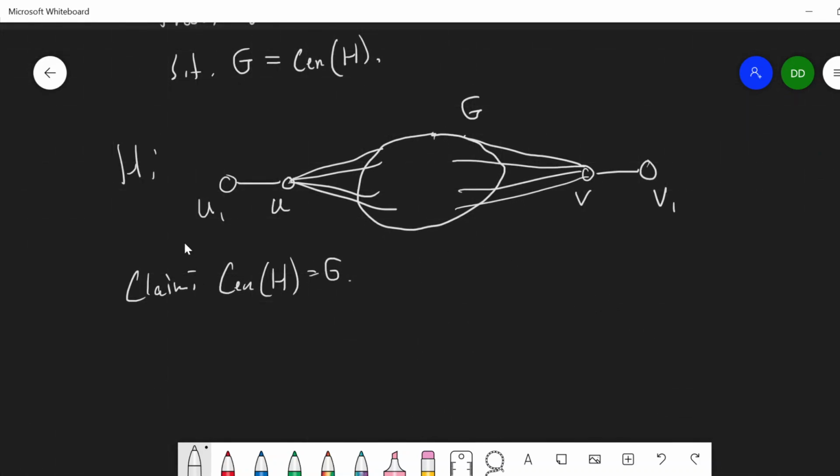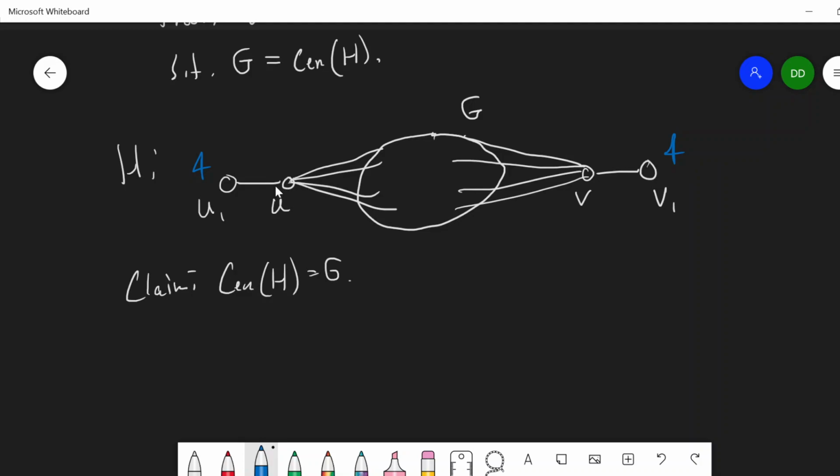Okay. So I want to show that the center of H is equal to G. That means I need to show that the vertices of G all have the minimum eccentricity over the whole graph. So let's start computing eccentricities of vertices. I'll start over here at U1. U1 to U is obviously distance 1. U1 to anything in G, well, I can just go to U, since U is adjacent to everything in G. It'll take 2 steps to get anywhere in G. If I want to get from U1 to, say, V, I'll have to do that in 3 steps: 1, 2, 3. And if I want to get to V1, that'll take 4. So it looks like U1 and V1 both have eccentricity 4. These will turn out to be the periphery of H.